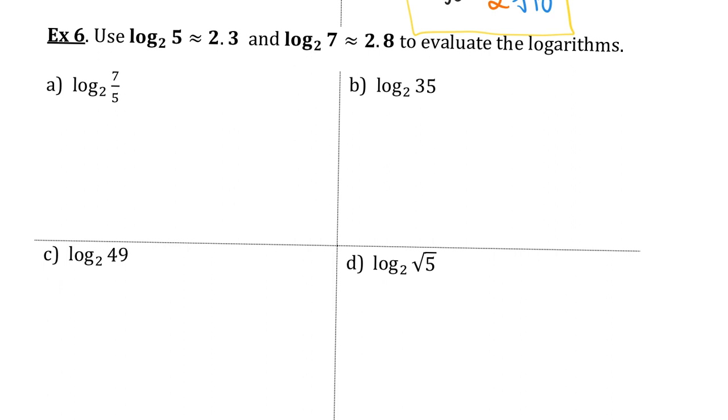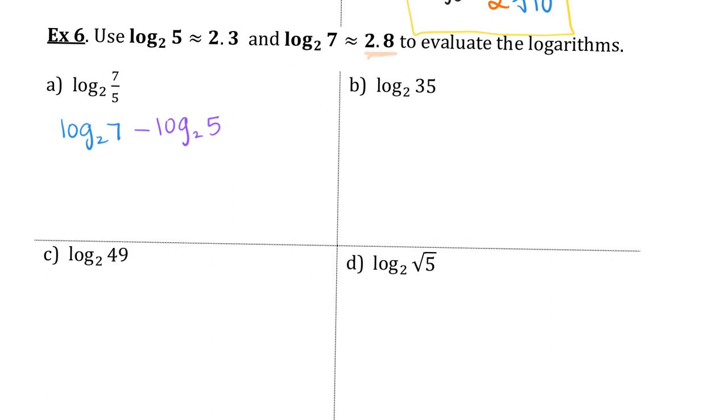Since they only gave me the log of 5 and the log of 7, I need to rewrite this in terms of log 5 and log 7. I see a 7 here, I see a 5 here, so I'm going to expand it using the log properties. This is log base 2 of 7, and I'm going to subtract the log base 2 of 5 based on the log properties. Okay, this is good.